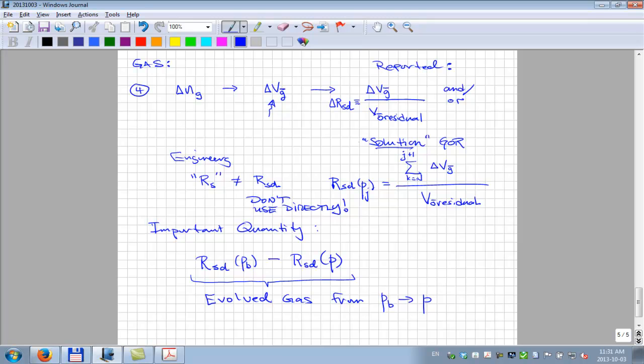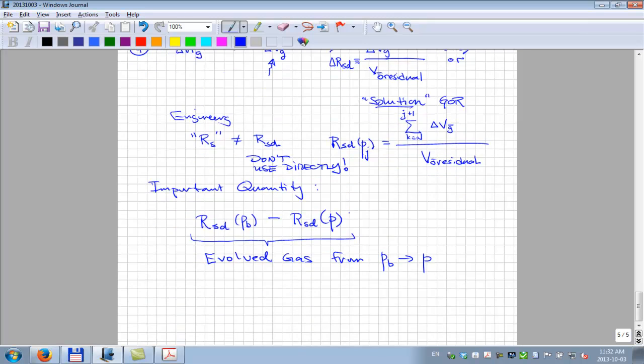Or else Standing will turn in his grave. By the way, he passed away about, I think it was 3 years ago. 96 years old. Okay. So that's on the gas removed.